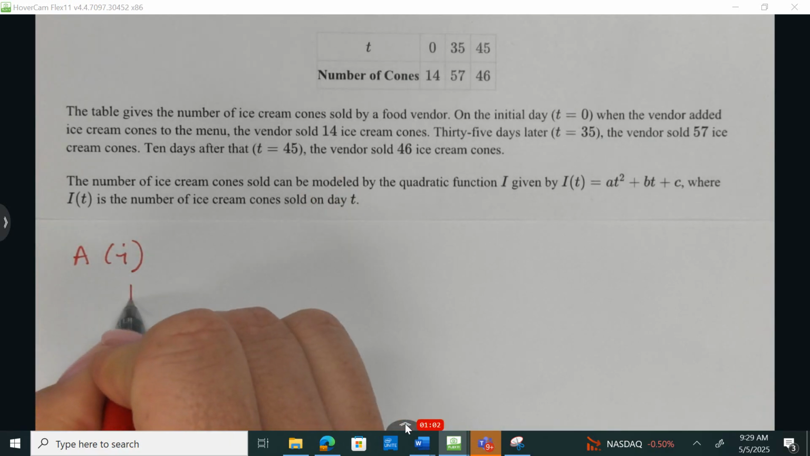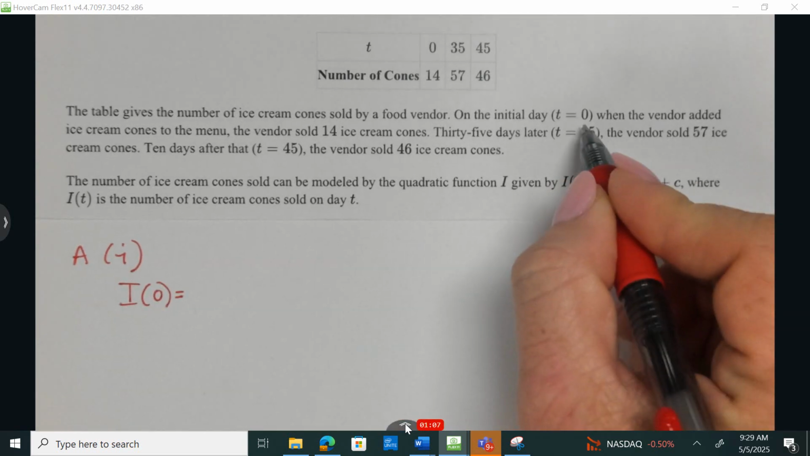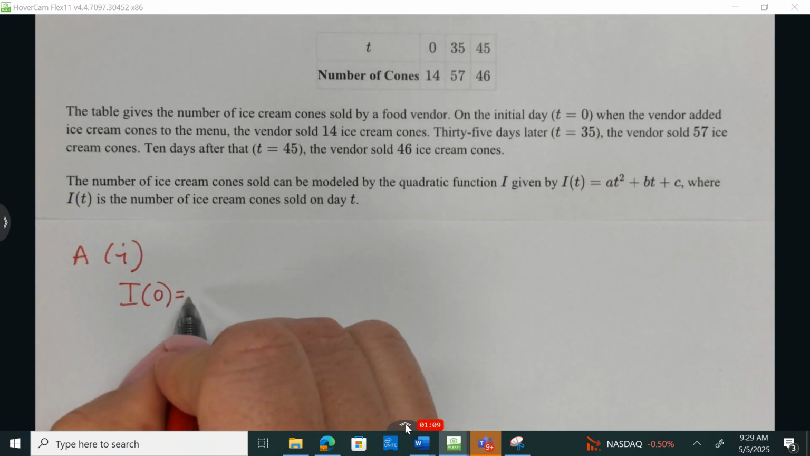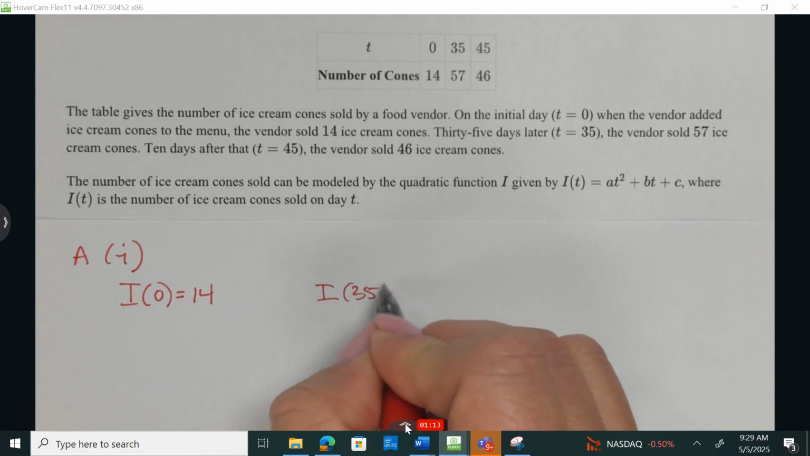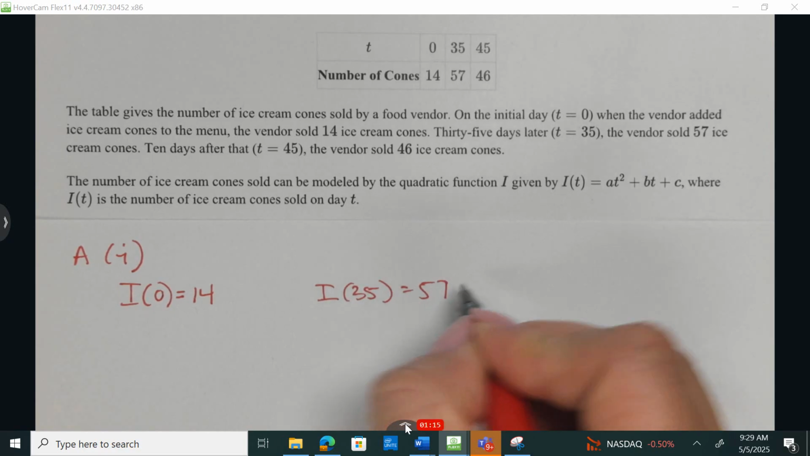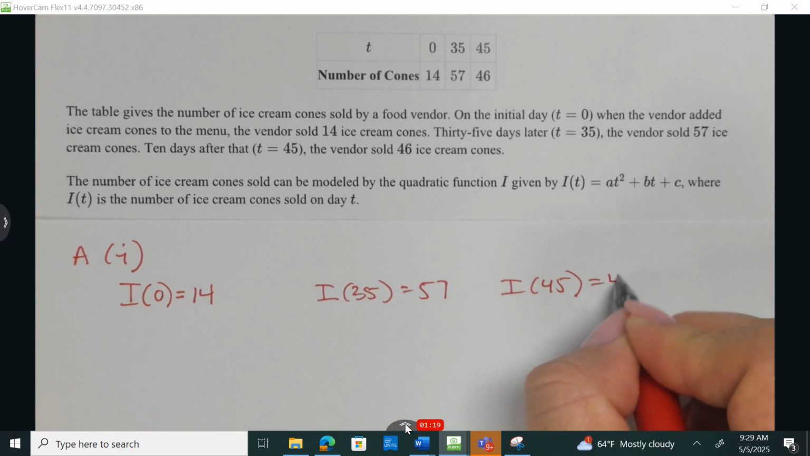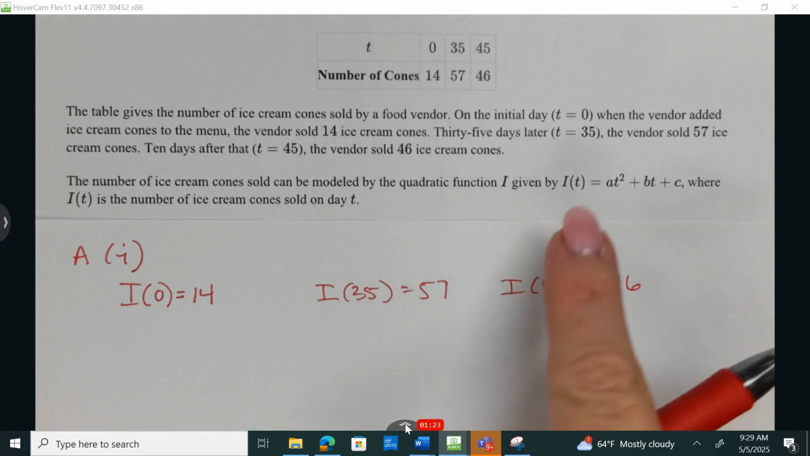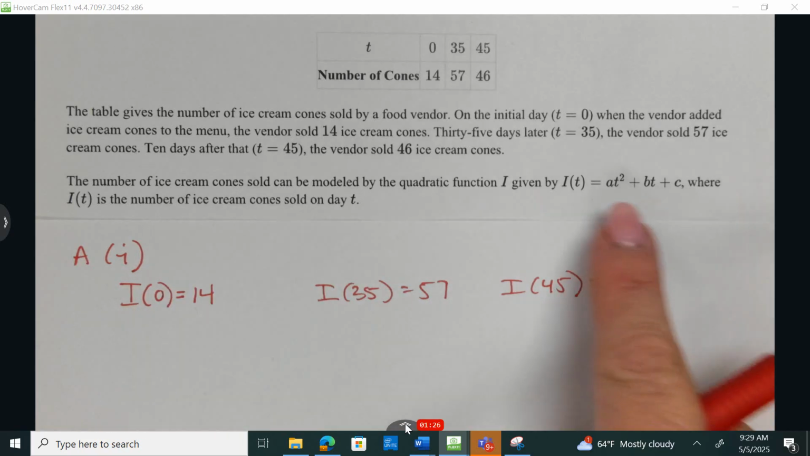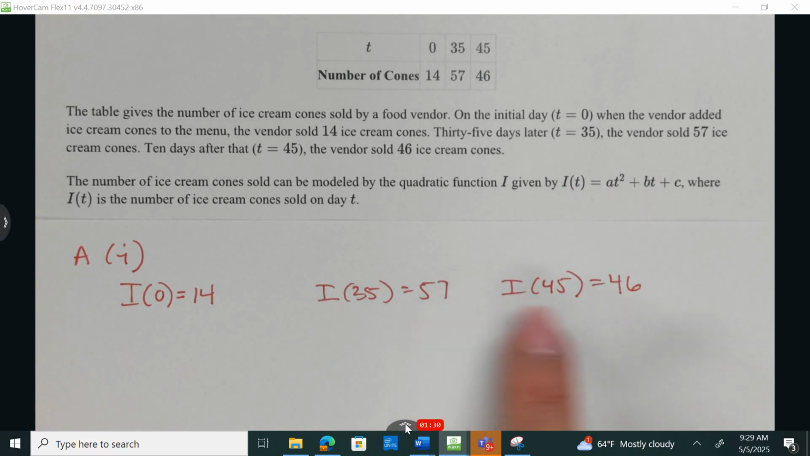So I of 0 is equal to 14 ice cream cones. And we know I of 35 is equivalent to 57. And I of 45, 10 days later, is equivalent to a total of 46 ice cream cones. So we're going to go by the general equation that's provided right here. We can see the T values and I of T, which equals 14, 57, and 46 for each one.